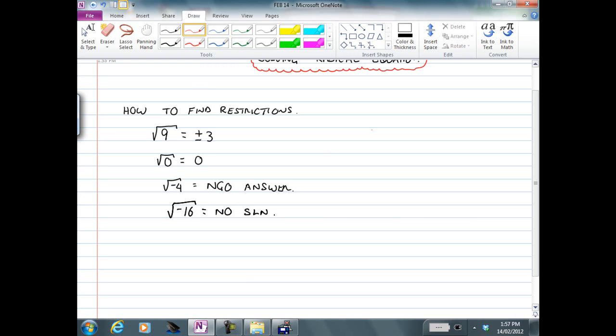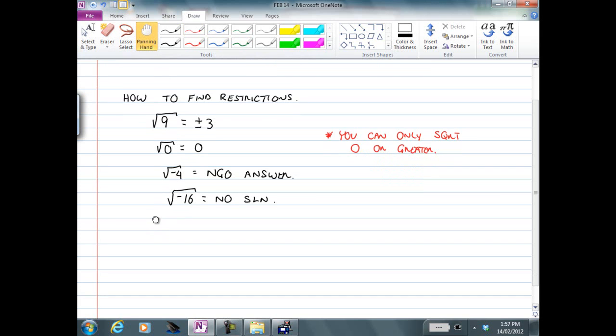Based on the examples that I've given you, let's write a star. You can only square root 0 or greater. From my examples, you cannot square root negative numbers. You can only have a square root of any number greater than or equal to 0.